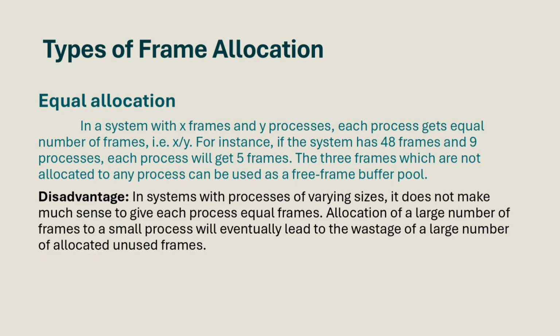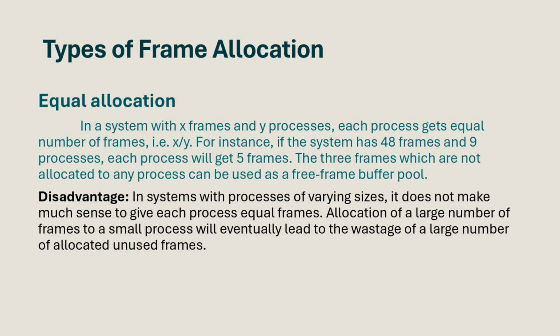Now this type of allocation has a disadvantage, that is in systems with processes of varying sizes, it does not make much sense to give each process equal frames. That is, if there is a small process, it does not need an allocation of a large number of frames. This will lead to wastage of allocated frames that are unused.